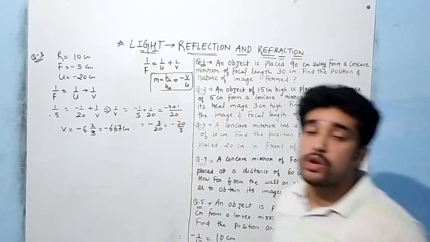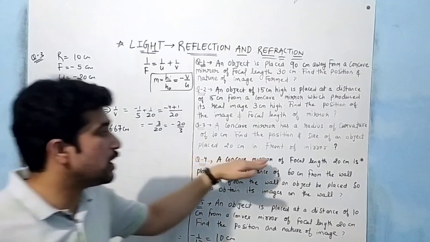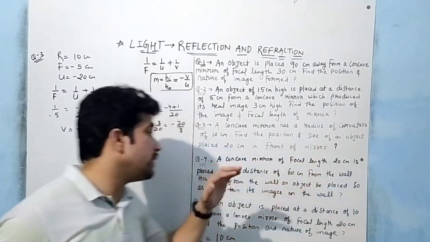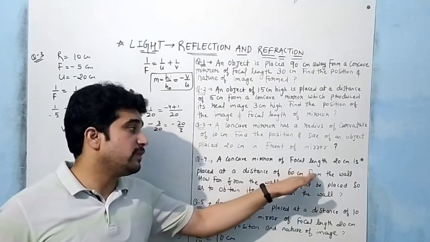Let us now do numerical number 4. A concave mirror of focal length 20 centimeter is placed at a distance of 60 centimeter from a wall.